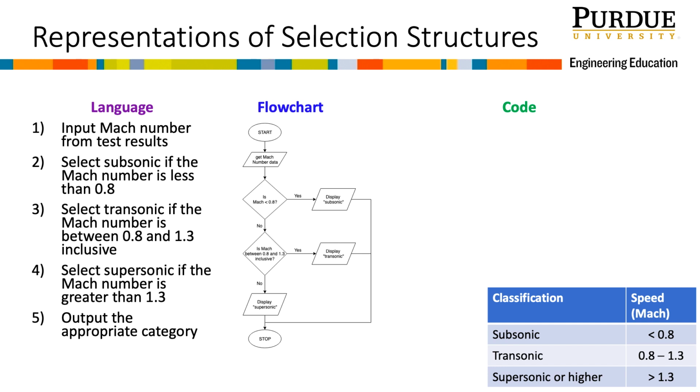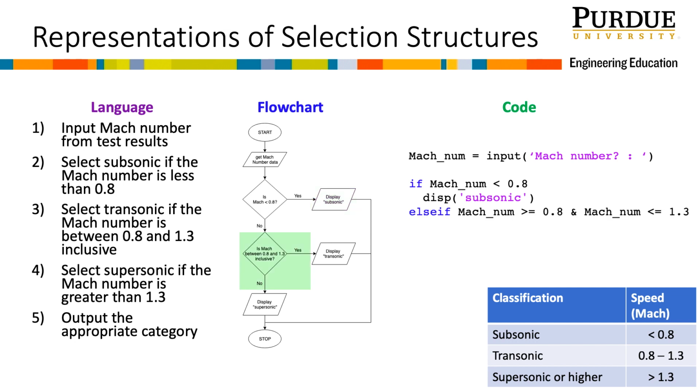Now, to convert the flowchart to code, each element in the flowchart represents part of the code. We can think of the words and order in the flowchart as pseudocode. For this first input, we can either hard code the number each time we run it, or we can ask the user to provide that information with the input command as seen here. Then the first decision is coded with the if and the condition represented by the question. When that condition is true, we display subsonic. Otherwise, we move to the next decision, which is the elseif statement. When the condition on the elseif is true, we display transonic. Otherwise, we continue to the else statement and display supersonic.